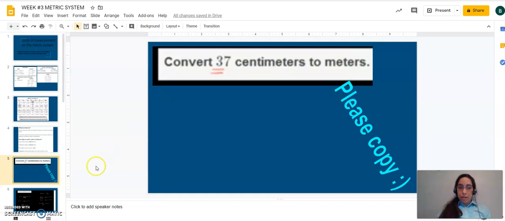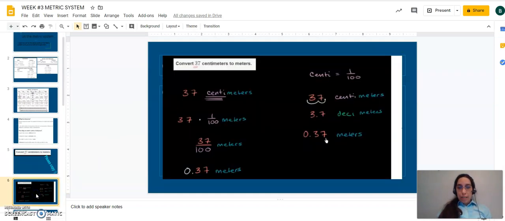So you can use that chart for that. This right here showed you how to do it on here. Exactly what I explained.